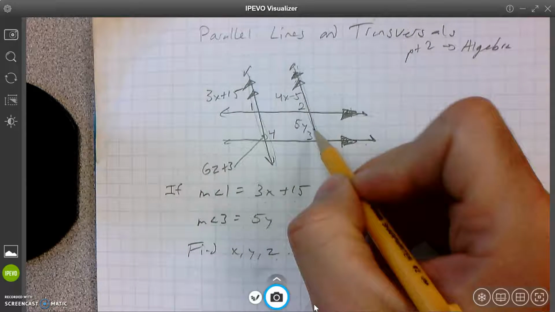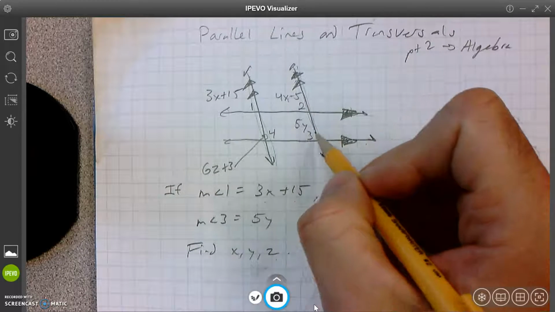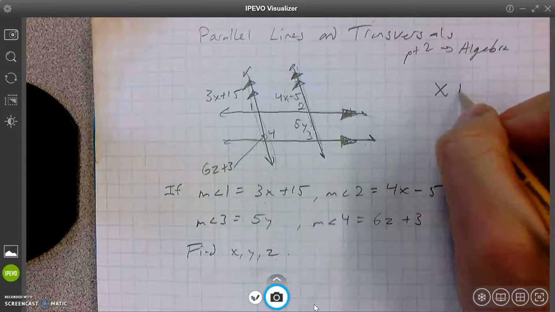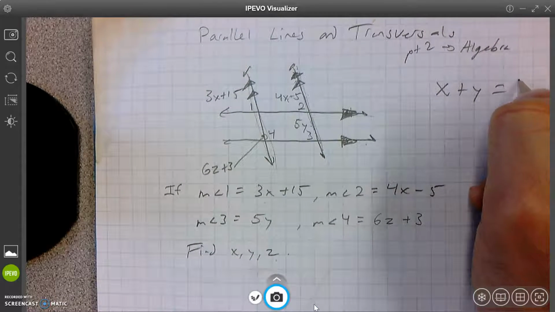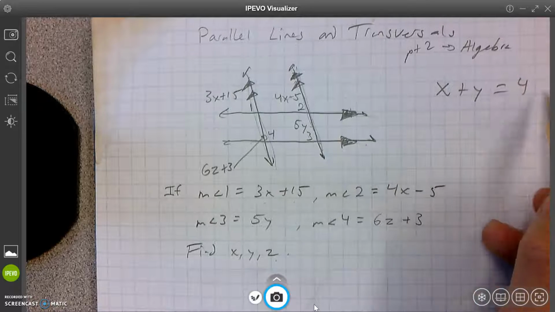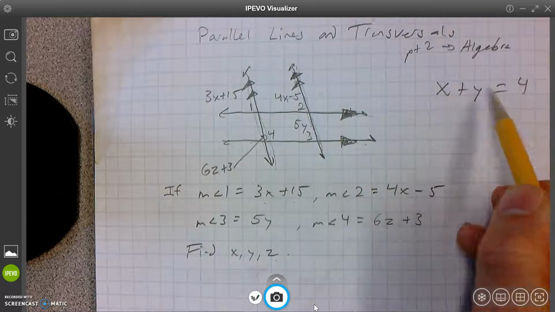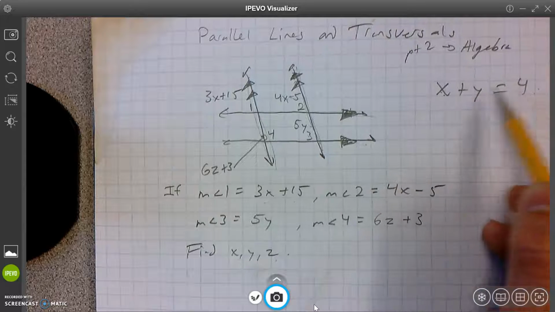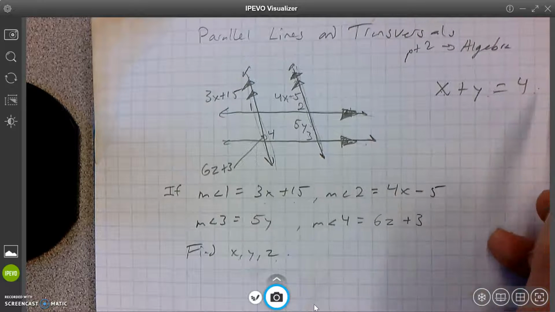You can't put different variables in the same equation because if you have two variables in the same equation, what are the answers? Is this 2 plus 2? Is this 3 plus 1? Is this 0 plus 4? You have an infinite amount of answers here, negative 1 plus 5, etc.